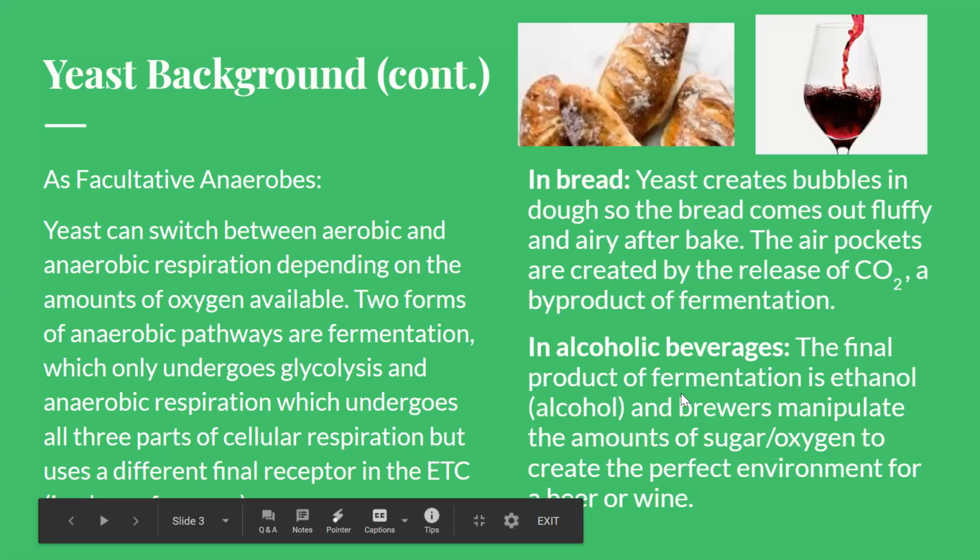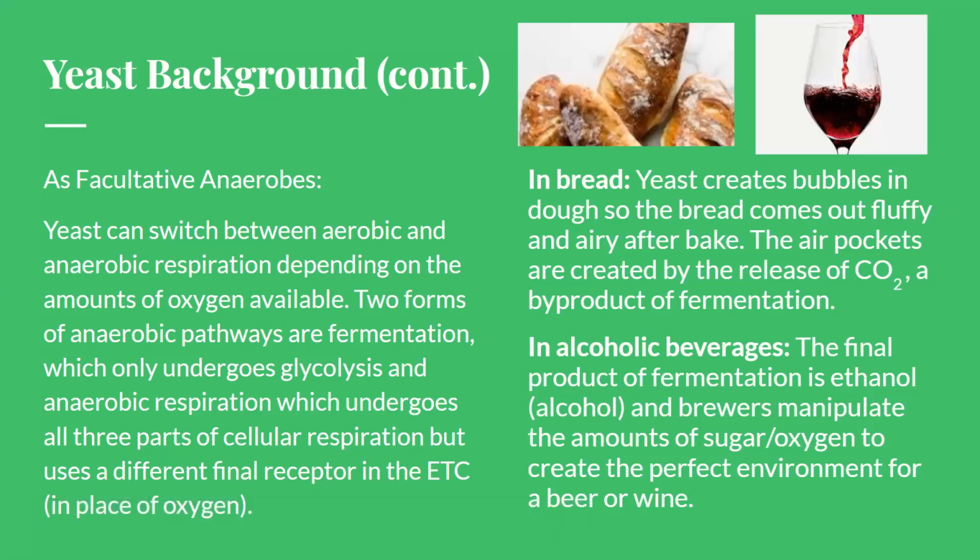Yeast background continued. As facultative anaerobes, yeast can switch between aerobic and anaerobic respiration depending on the amounts of oxygen available. The two forms of anaerobic pathways are fermentation, which undergoes glycolysis, and anaerobic respiration, which undergoes all three parts of cellular respiration but uses a different final receptor in the ETC in place of oxygen. Yeast in bread creates bubbles in the dough so that the bread comes out fluffy and airy after baking. The air pockets are created by the release of carbon dioxide, a byproduct of fermentation.